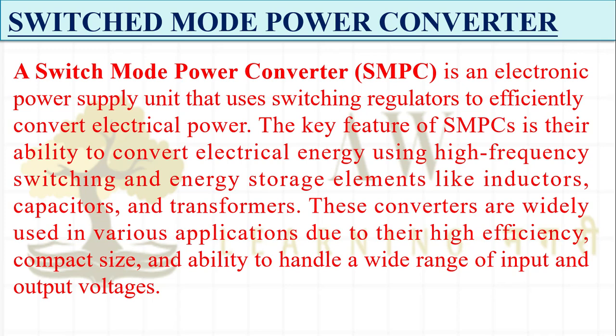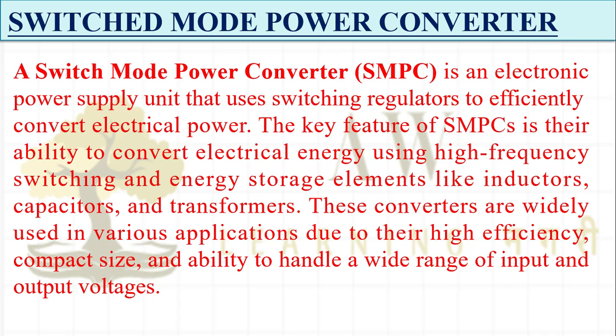The switch mode power converter is an electronic power supply unit that uses switching regulators to efficiently convert the electric power. The key feature of a switched mode power converter is their ability to convert the electric energy using high frequency switching and energy storing elements like inductors, capacitors and transformers. These converters are widely used in various applications due to their high efficiency, compact size, and ability to handle a wide range of input and output voltage.